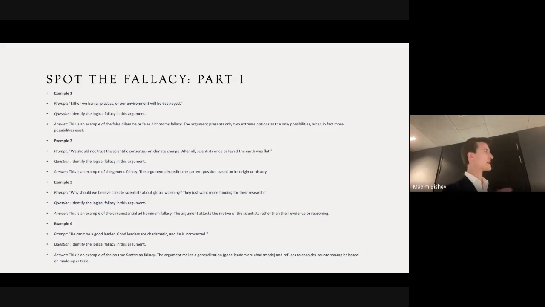I forgot to break these up by example and then the answer. So you guys are just going to have to look selectively. You're going to have to close your eyes to reality.